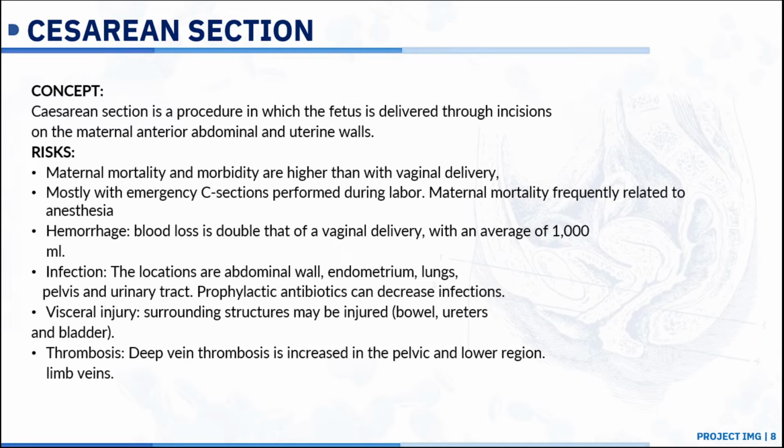Infection. The locations are abdominal wall, endometrium, lungs, pelvis, and urinary tract. Prophylactic antibiotics can decrease infections. Visceral injury. Surrounding structures may be injured: bowel, ureters, and bladder. Thrombosis. Deep vein thrombosis is increased in the pelvic and lower limb veins.